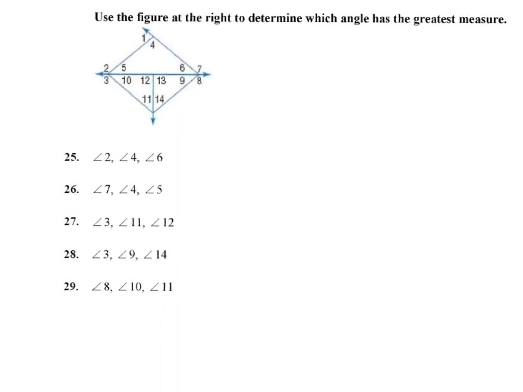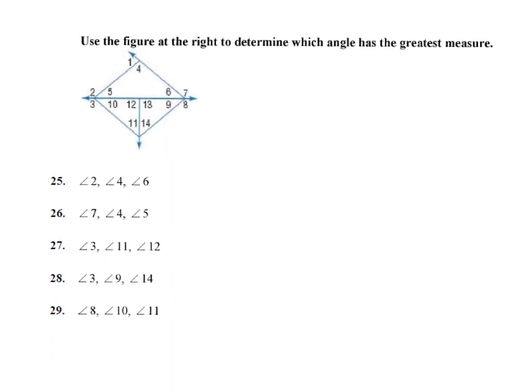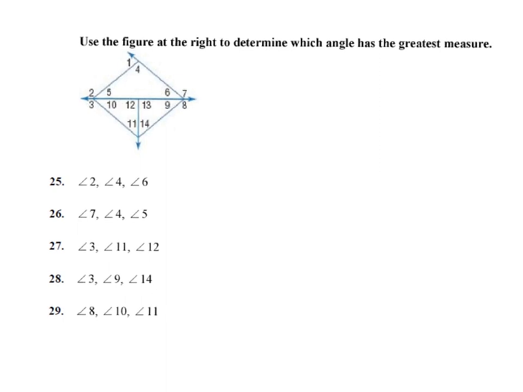Okay, these problems, you're just going to circle the angle that has the greatest measure, so on number 25, which of those? We're looking at 2, 4, and 6. 2 is here, 4 and 6 are inside, so 2 is the exterior. 2 is going to be greater than 4 and 6 because those are the two remote interior angles. And you'll do the same for the rest of these problems.